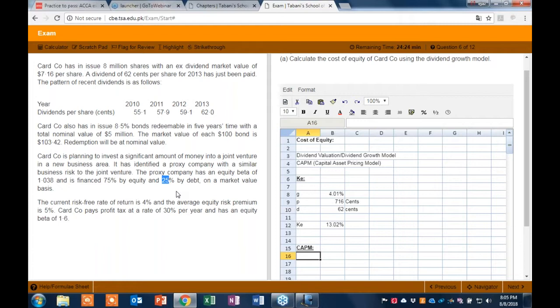Everyone. If Card company has a higher debt to equity ratio than this proxy company, what will be its risk level? A higher risk level than this proxy company or a lower risk level than this company?